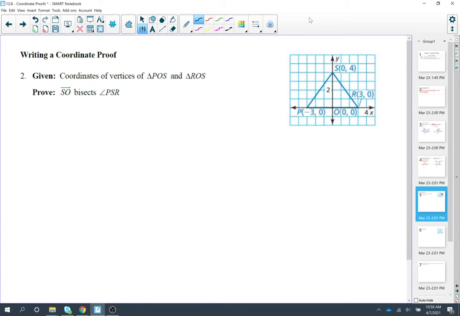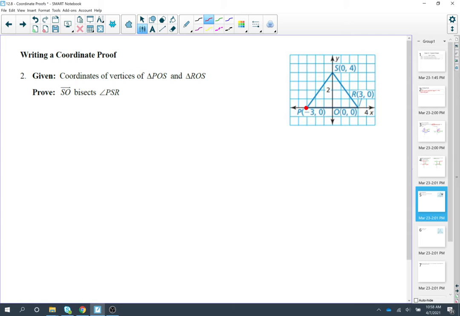Example 2, writing a coordinate proof. So we are given the coordinates of the vertices of triangle POS and triangle ROS in the figure. We have to use this to prove that SO bisects angle PSR. So first of all, let's look at what we're trying to prove here.